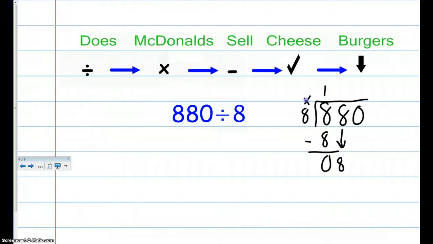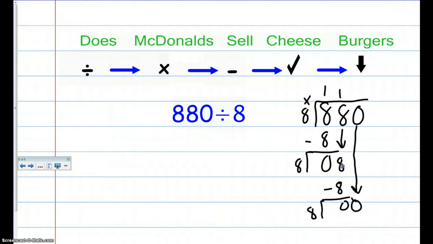There is an 8. Make a new division problem. How many times does 8 go into 8? 1. 8 times 1 is 8. Subtract. That is 0. Now, is there something still to bring down? That's the check. Yes, there is still a 0 to bring down. Is my answer 11? No, because I still have to go through the steps. Even though there's a 0, I still have to go through all the crazy steps.